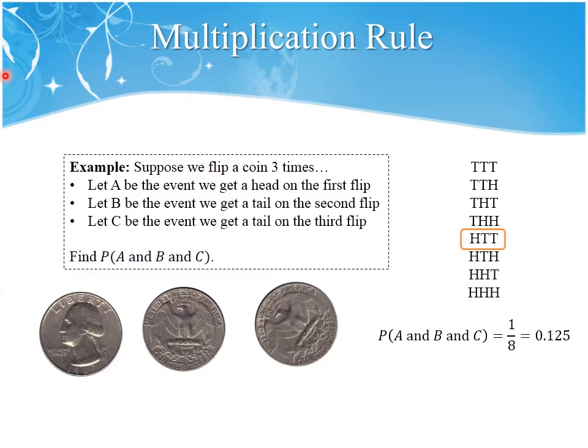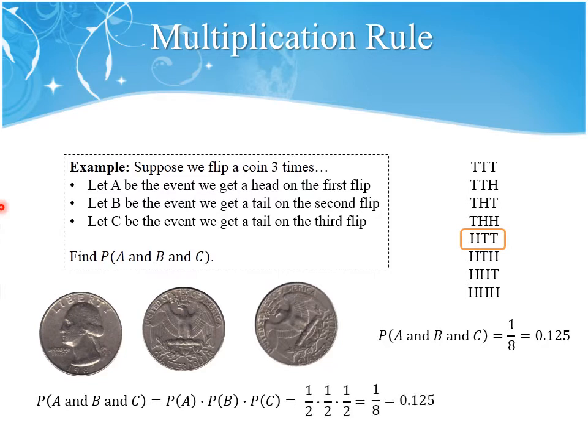Another way to calculate this, you might have noticed, would be to just multiply the probability that A occurs times the probability that B occurs times the probability that C occurs. So of course, the probability that we get a head on the first flip, that's just 1/2. The probability that we get a tail on the second flip, again, that's 1/2. And the probability that we get a tail on the third flip, 1/2. So if we multiply all these together, that's 1/2 times 1/2 times 1/2, which of course is 1/8, which again is 0.125. So we had 2 ways to calculate the probability.